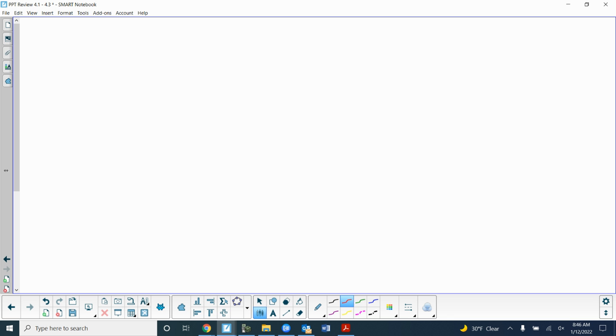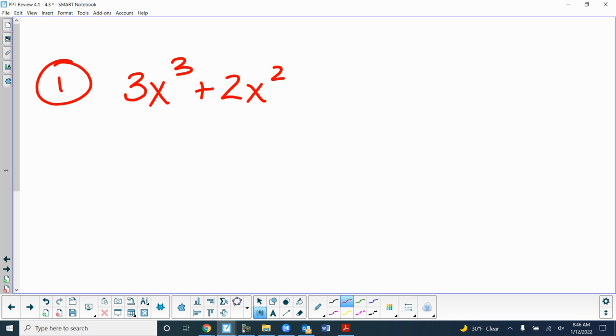All right, so number 1 of the practice quiz, it says write it in standard form. So what goes first? The 3x cubed goes first, right? The one with the highest exponent. And then go in order. So then we have a plus 2x squared minus 5x and then minus 3. Okay?